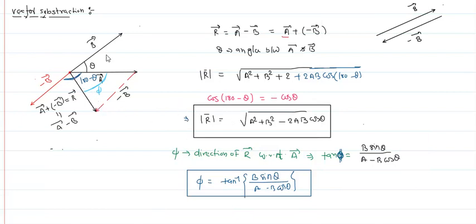So when you have to subtract these two vectors, you have to subtract A vector minus B vector. You have to write it in this way: A vector plus minus B vector. If you do this, what happens? When you multiply any vector B with a minus sign, the direction of B vector becomes opposite to the previous one. So here I multiply B vector with the minus sign, so it becomes in this direction.